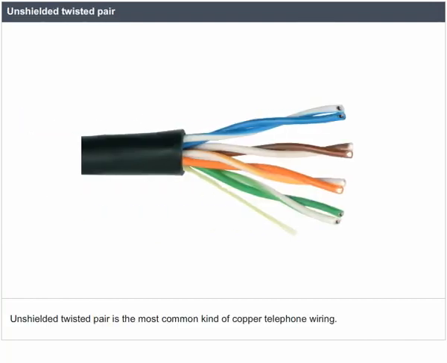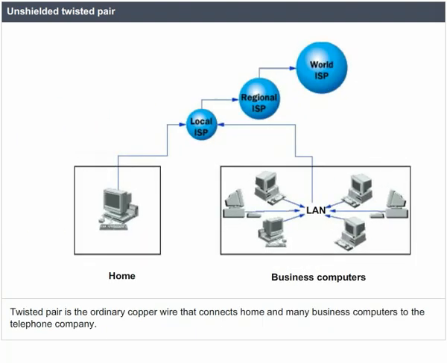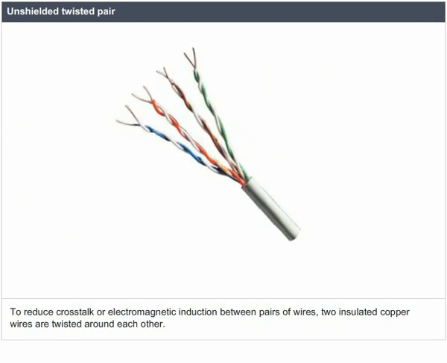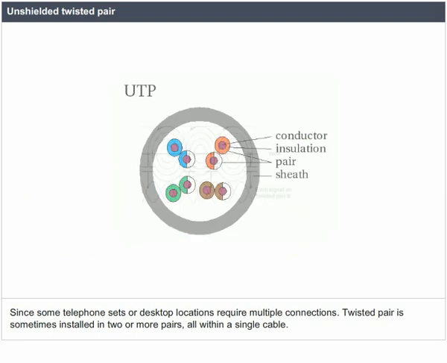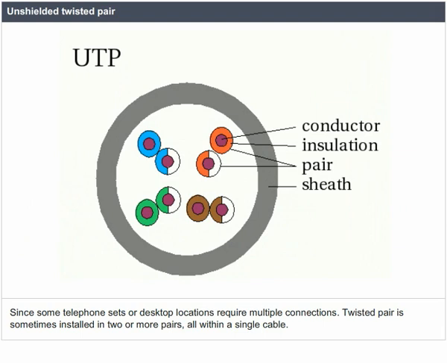Unshielded twisted pair. Unshielded twisted pair is the most common kind of copper telephone wiring. Twisted pair is the ordinary copper wire that connects home and many business computers to the telephone company. To reduce crosstalk or electromagnetic induction between pairs of wires, two insulated copper wires are twisted around each other. Each signal on twisted pair requires both wires. Since some telephone sets or desktop locations require multiple connections, twisted pair is sometimes installed in two or more pairs, all within a single cable.